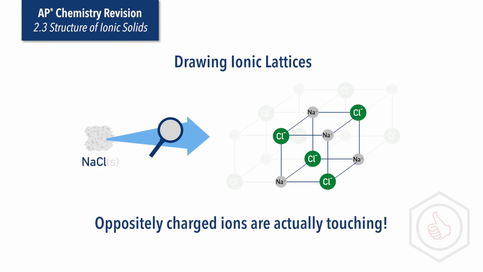However, it can get quite complicated to show this, so we normally draw ionic lattices as unit cells, with ions being placed in corners of a cube to represent how the ions are arranged. But please do remember that in reality, oppositely charged ions are touching and are packed as tightly together as possible.